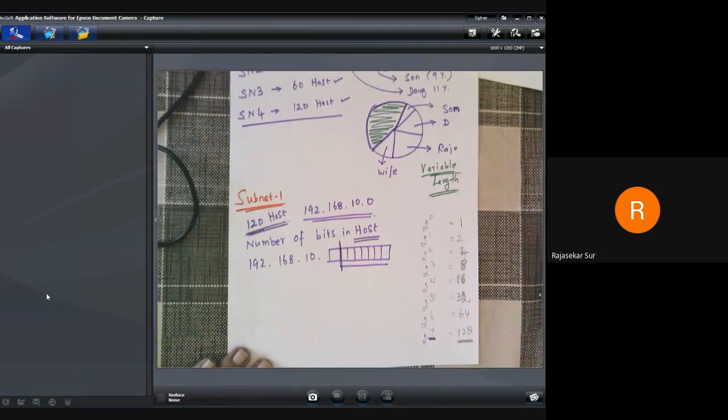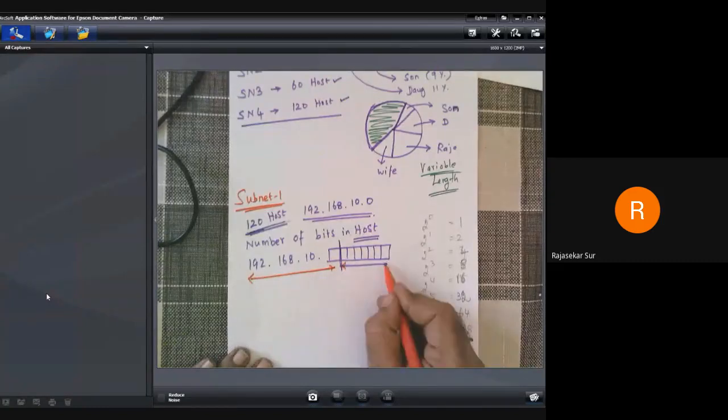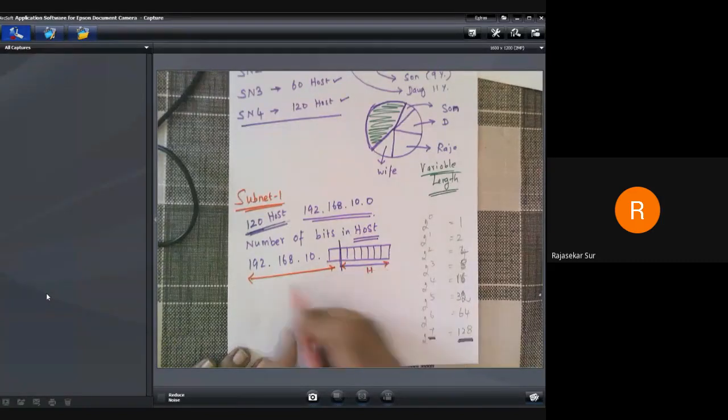Go in the reverse. In the previous one, we checked how many subnets you need, but now I'm going to check how many hosts you need. I need 120 hosts, so 120 is not that, 128. 128 means 2 to the power of 7. So 7 bits in the host is enough. The remaining bits you can move to the network. So this is going to be your network part and this is going to be your host part.